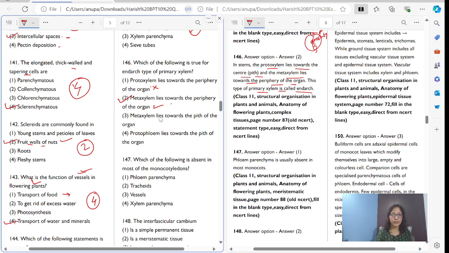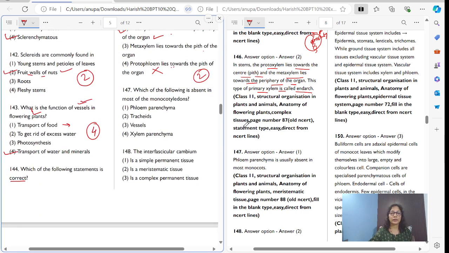Now let's read the other options as well. Third option is metaxylem lies towards the pith of the organ. This is not right. And the fourth is protophloem lies towards the pith of the phloem. This is also wrong. So the correct answer is option number 2.